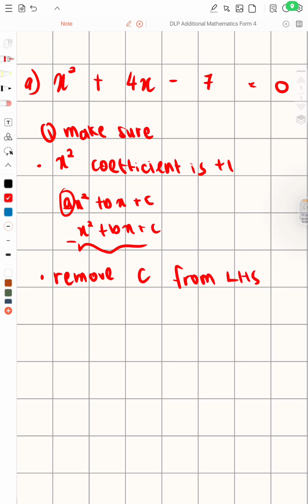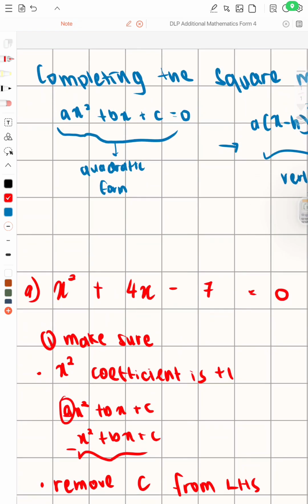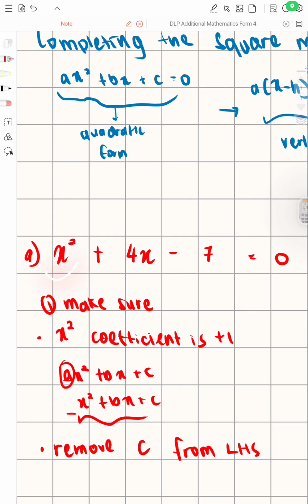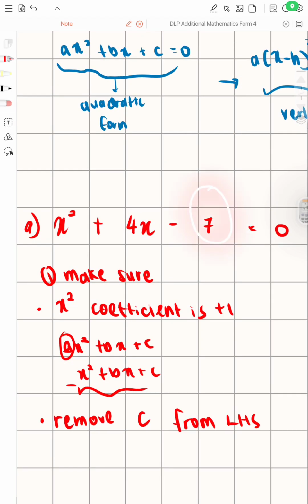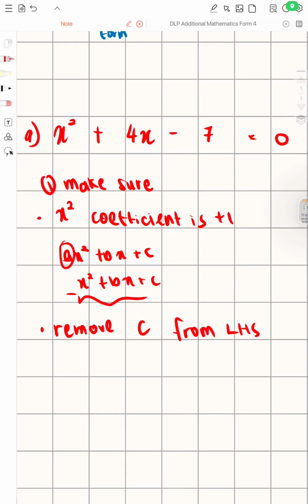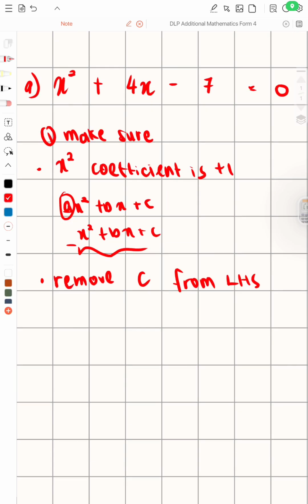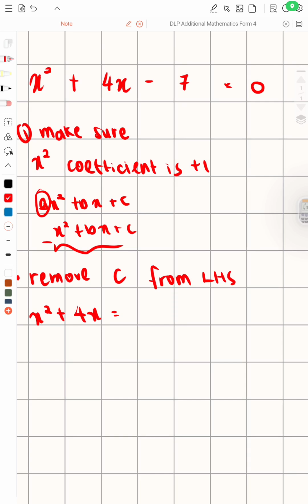Next step, we need to remove the value of c from the left hand side. What is the value of c? It is basically the constant that is not connected to any value of x. Which value do you pick? It is negative 7. Therefore, we need to move the negative 7 to the right hand side. Here you just apply your algebra knowledge: you move negative 7 to the right hand side, so it becomes positive 7.